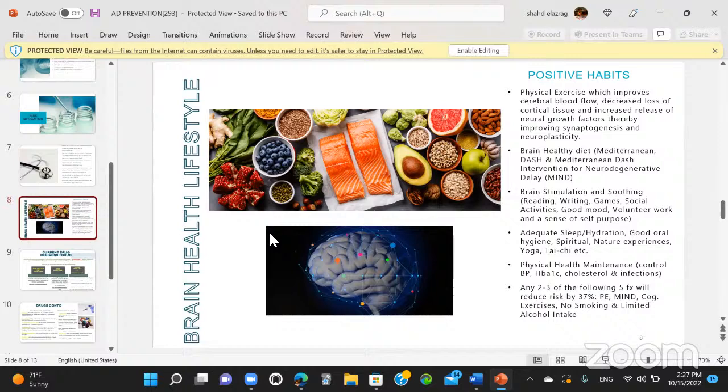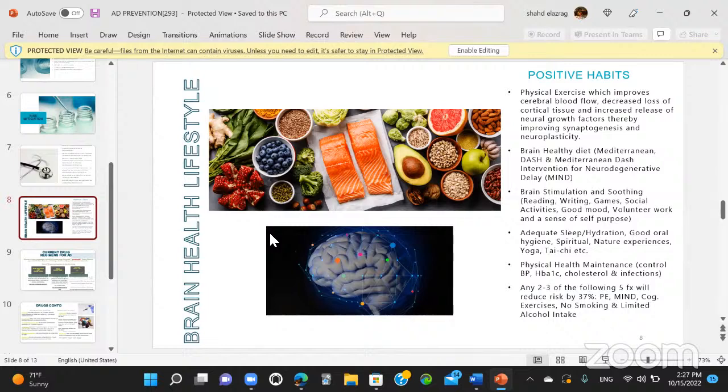Also, we have brain stimulation and soothing. We can do this with reading, writing, games, and social activities, maintaining good mood, also volunteer work, and a sense of self-purpose. Definitely adequate sleep and hydration are very important for general health and brain health. And also good oral hygiene, some nature experiences or yoga.